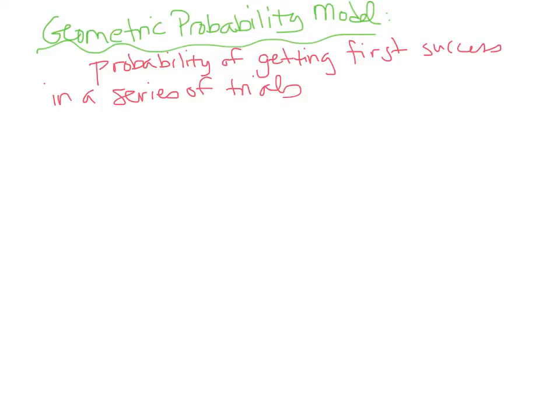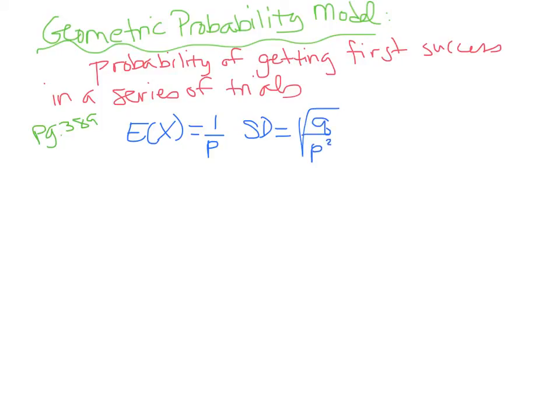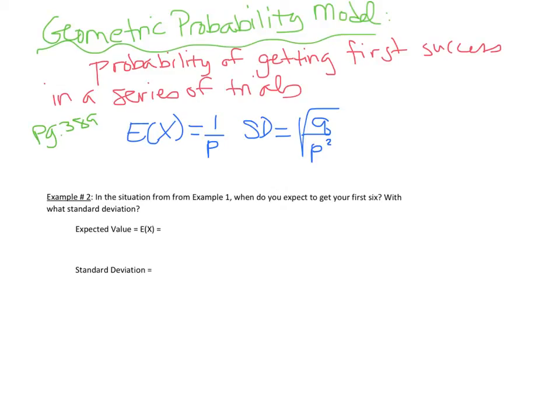And we have a few formulas that go along with our geometric probability. The first one is for expected value. By the way, in your book, these formulas are on page 389. There's a nice little box there. The first thing is our expected value, which is just going to be 1 over p. The second one is our standard deviation, which is going to be the square root of q over p squared. So let's use these formulas.